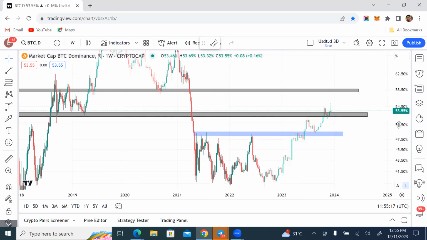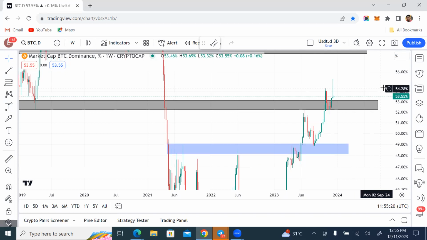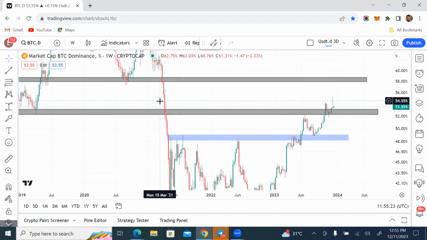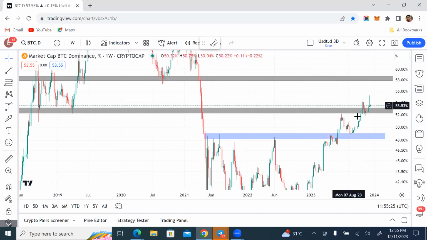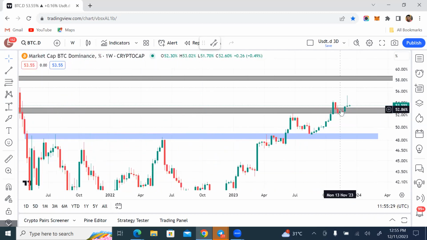So from here, what do you see? It broke out and retested this zone, right? Can you see this? Broke out, retested this zone, tested it. So we broke out and retested the zone, apparently, but we couldn't make another break of structure here.